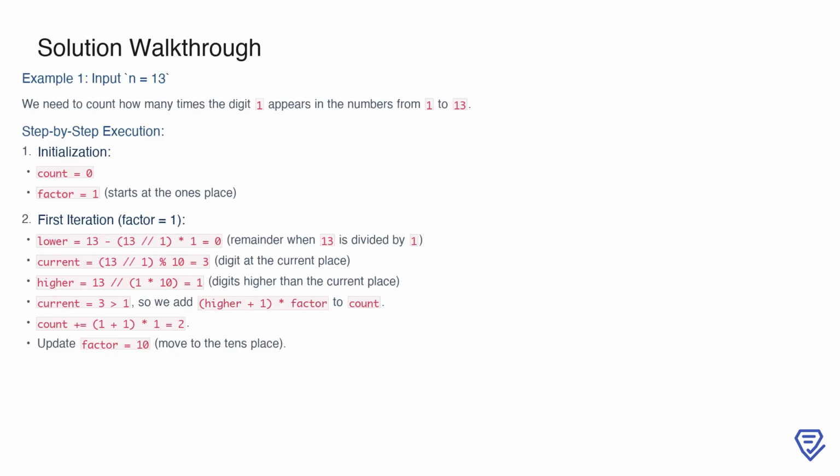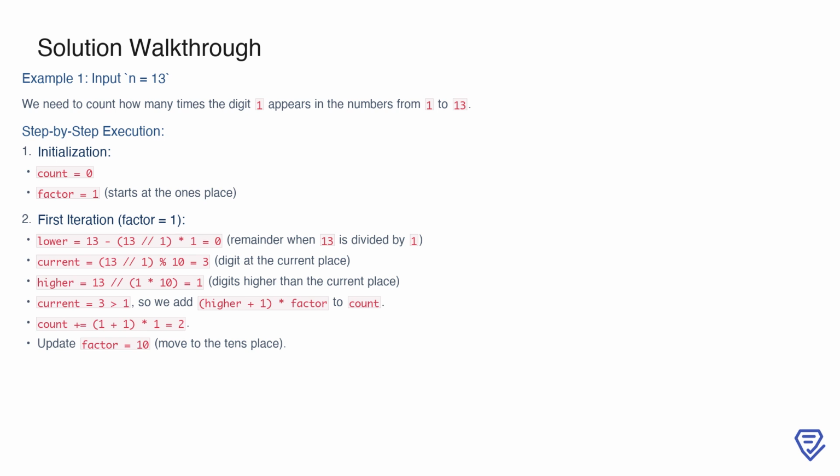To start solving this problem, let's consider the example where the input is 13, and we need to count how many times the digit 1 appears from 1 to 13. First, we initialize our variables. Count is set to 0 to keep track of the total occurrences of the digit 1, and factor is set to 1 to represent the current place value we are analyzing, starting with the ones place.